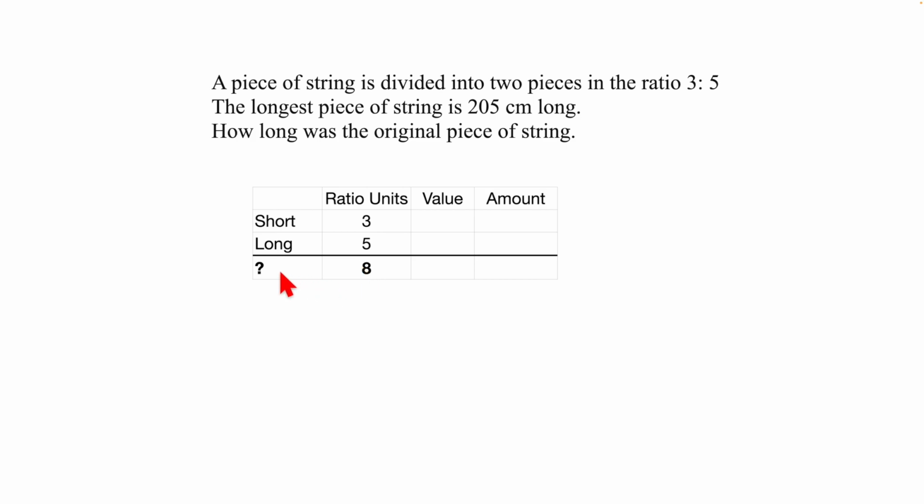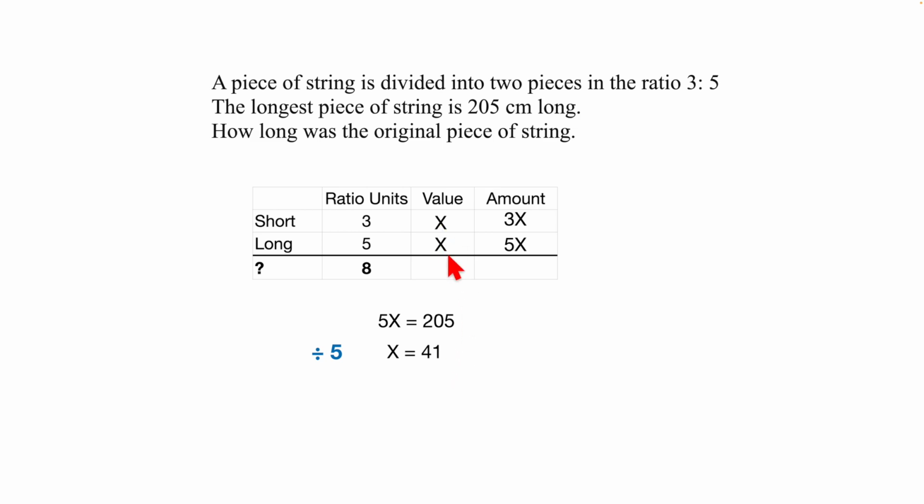So where do we start? Well, we're just going to create a value for this here. The value is x. We don't know what it is, but we know that short is going to be 3x and long is going to be 5x. But we know the longest piece of string is 205. So we know that 5x is 205 cm. We obviously divide by 5. x is equal to 41. Brilliant. We know what x is.